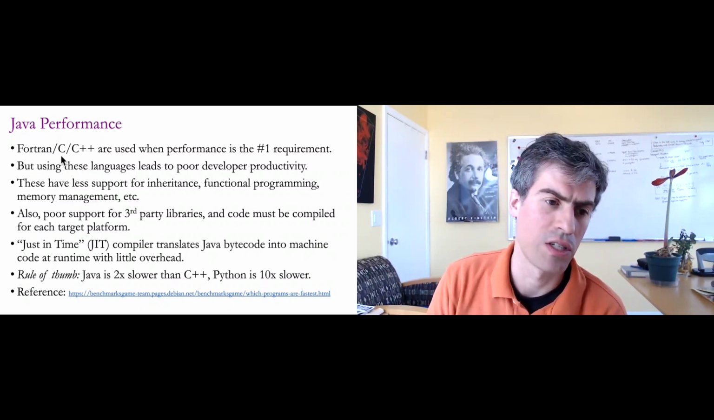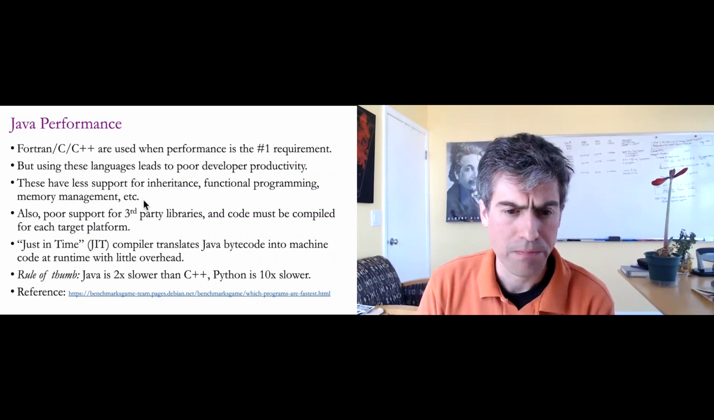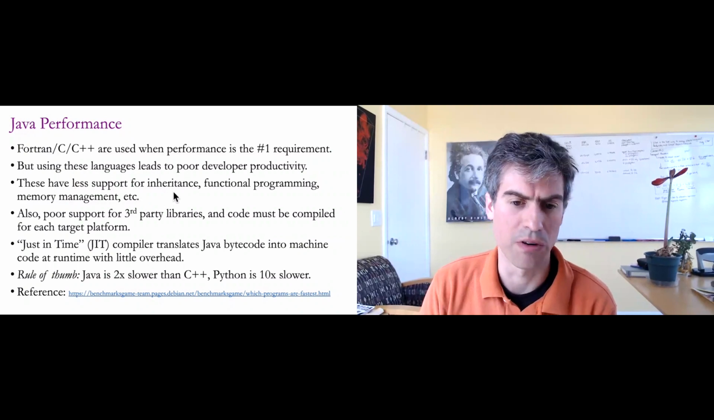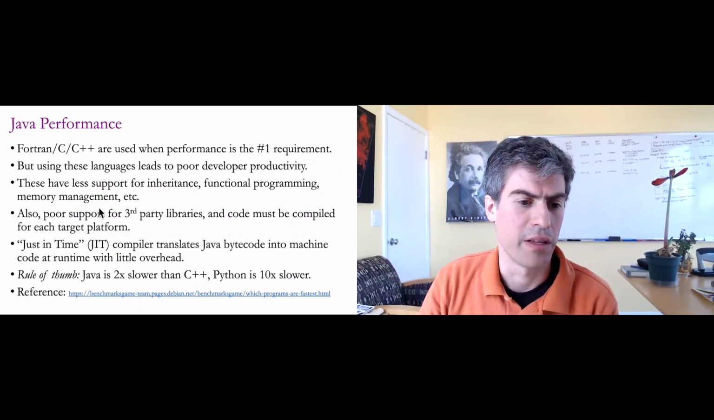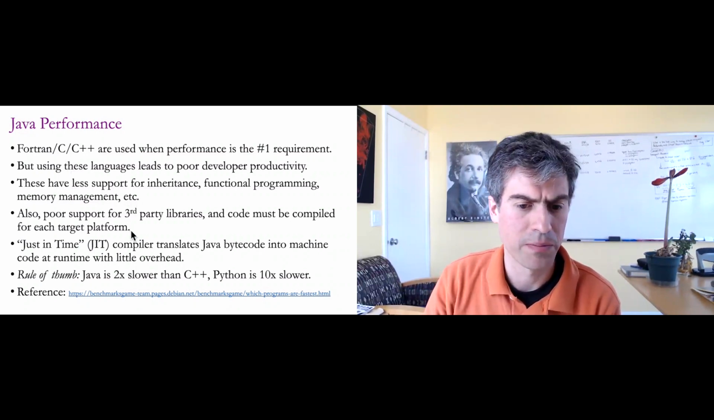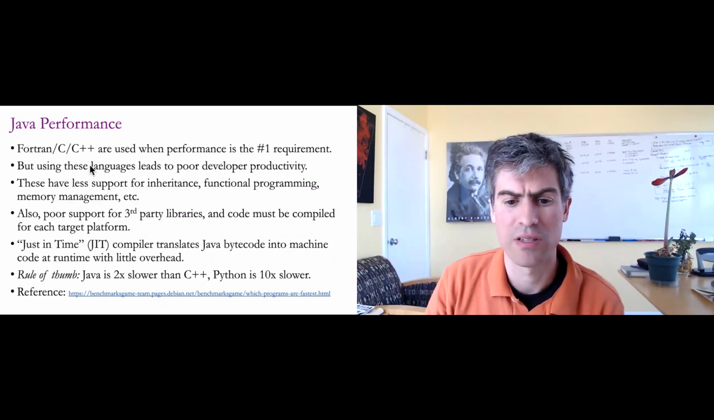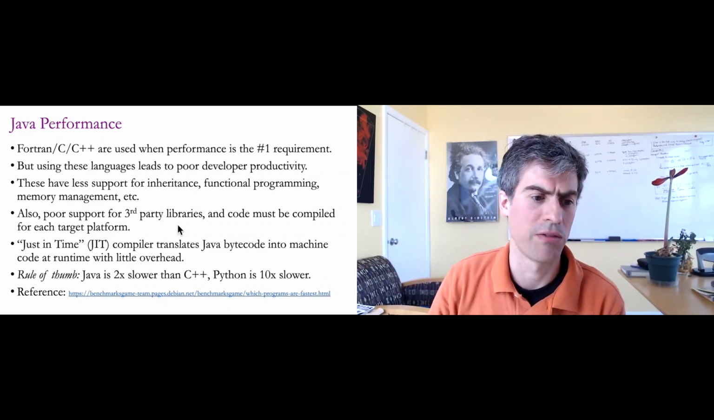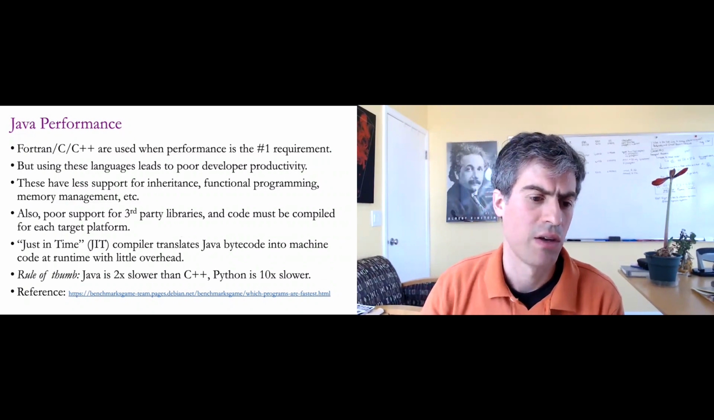It's kind of hard to write in C and C++ compared to Java. They have less support for things like inheritance and functional programming. Memory management is a pain, and you can have a lot of memory management bugs in C, which don't happen in Java. It's also a lot harder to use third-party libraries in C++ compared to using Maven in Java. We'll see. I think you'll experience that throughout this class.